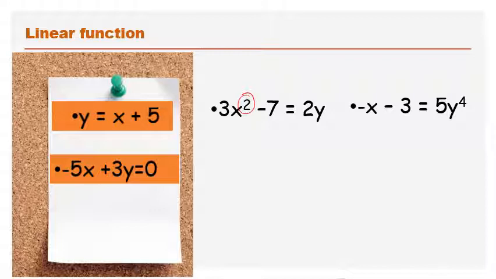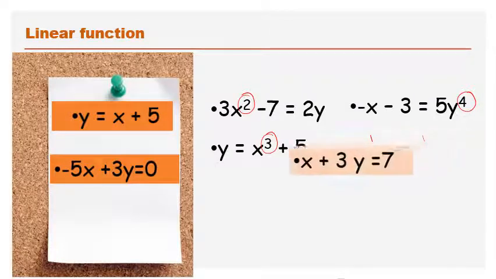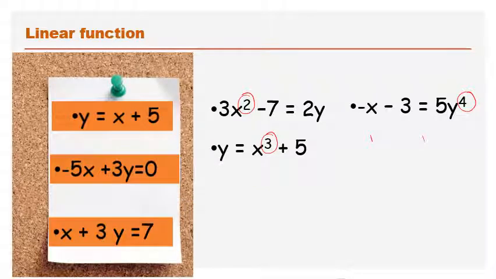This is also not a first degree because we have a power of 4 for the y. And this function is not a first degree because the x is of power 3. This function is a first degree because the x and the y are of power 1. This is power 1 and this is power 1. So this is a first degree equation.